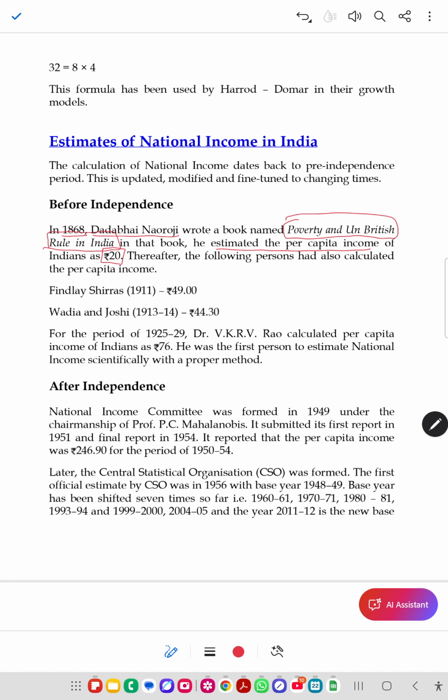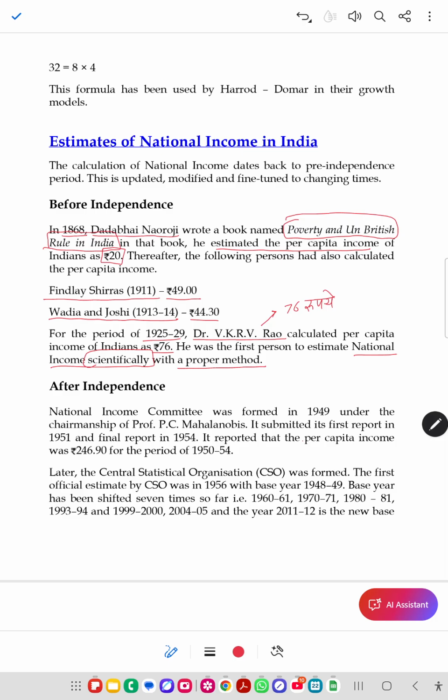Thereafter, the following persons also calculated per capita income. Findlay Shirras in 1911, 49 rupees. Wadia and Joshi in 1913-14, 44.30. For the period of 1925 to 29, V.K.R.V. Rao calculated per capita income of Indians as 76 rupees. He was the first person to estimate national income scientifically, with a proper method.